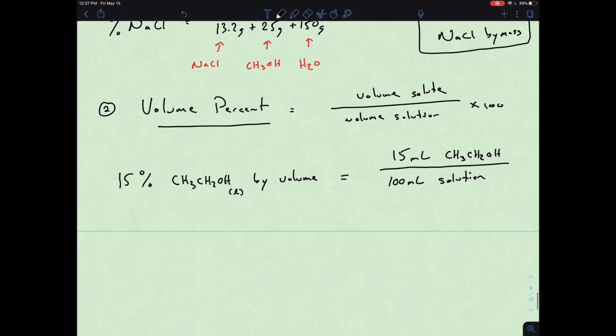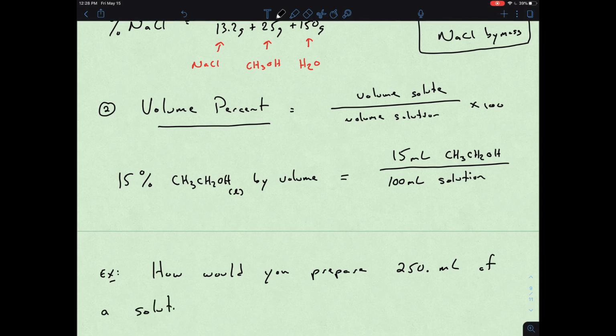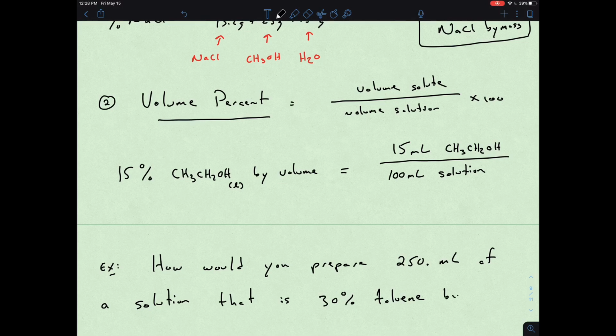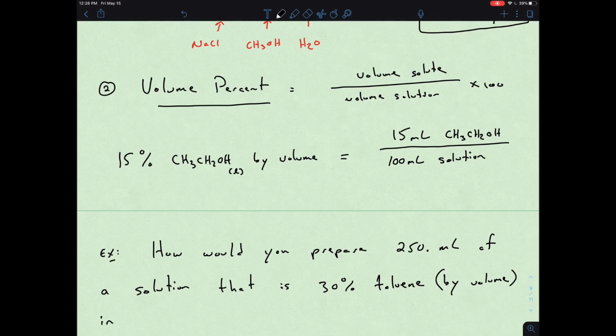Let's look at an example of this. How would you prepare 250 milliliters of a solution that is 30% toluene by volume in chloroform?